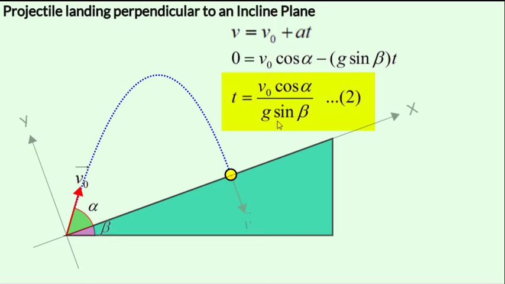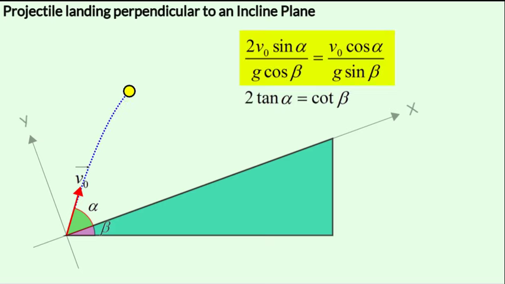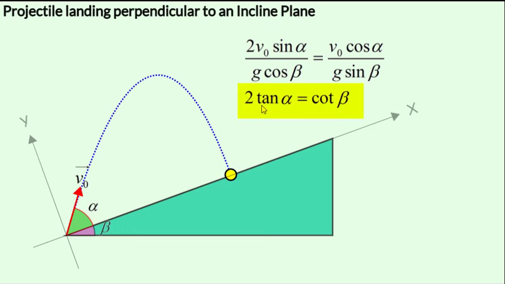Now this time t is the same as the time we obtained in equation 1, since this also represents the time of flight of the projectile. So let's equate equations 1 and 2. Equating equations 1 and 2, we obtain the following relationship between alpha and beta. 2 tan of alpha equals cot of beta. So when this condition is satisfied, the projectile will land perpendicular to the plane of the incline.